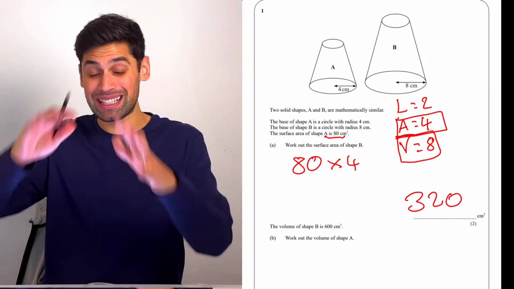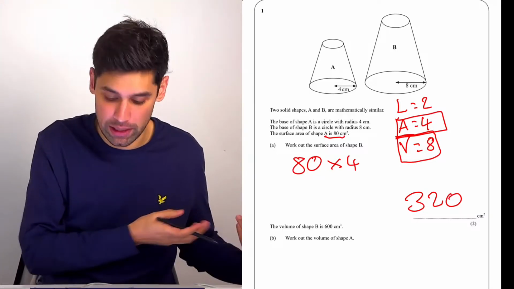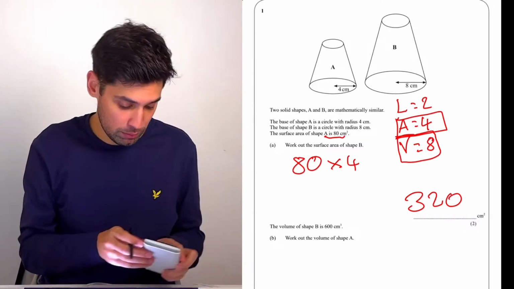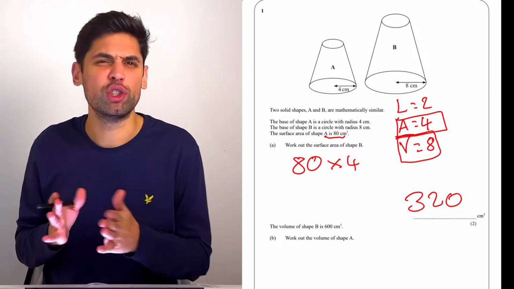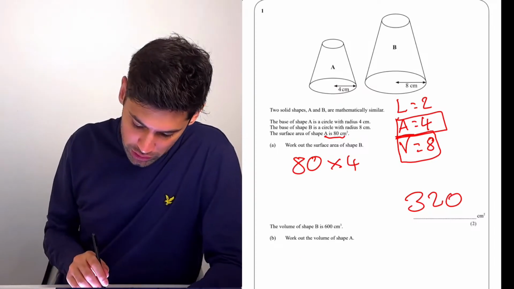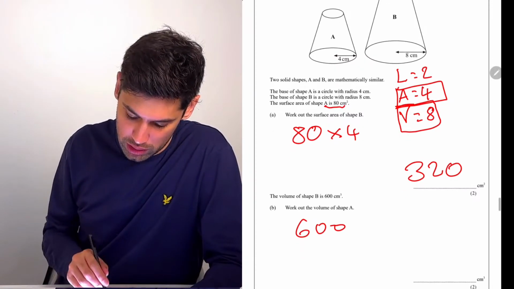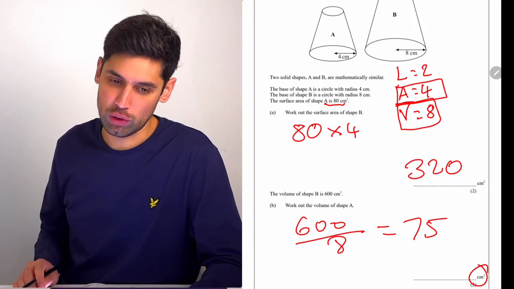So the volume of shape B is 600. We want to find A, which is the smaller one, so we're going to be dividing by 8. 600 divided by 8, I'm pretty sure is 75. And it is. Always good to check with the calculator, especially when you're doing a live session. You don't want to embarrass yourself. So 600 divided by 8 equals 75 centimeters cubed.